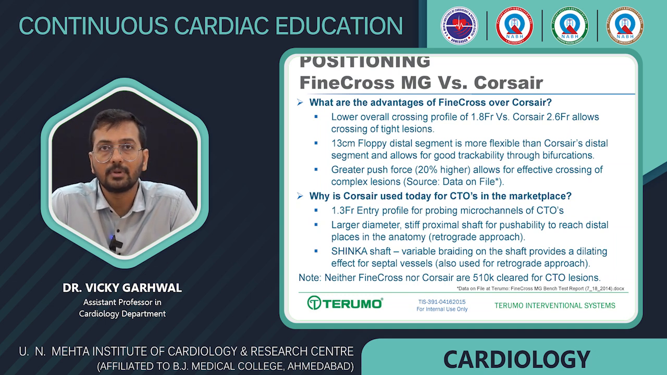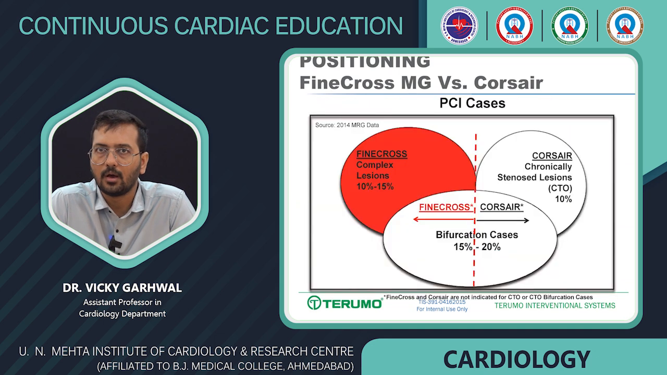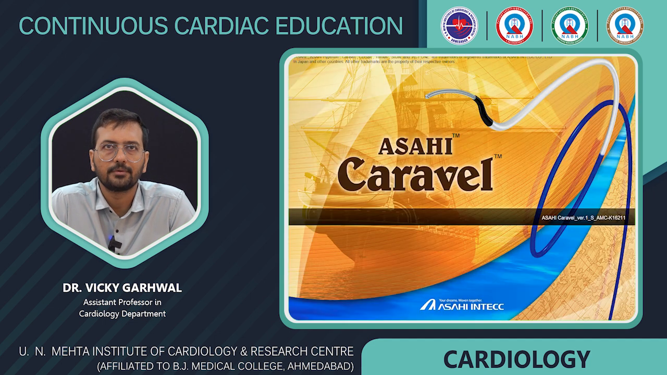But Corsair is preferable in CTO lesions as it has a 1.3 French entry profile for probing micro channels of the CTOs. It has larger diameters of 2.8 and 2.6 proximally and distally respectively, so a stiff proximal segment for pushability to reach distal places in the anatomy in case of the retrograde approach. It has a Shinka shaft with variable braiding on the shaft, providing a dilating effect for the septal vessels in retrograde CTO approaching the RCA through septal branches. So for complex lesions, FineCross is a better choice. For CTO lesions, Corsair is a better choice. For bifurcation lesions, we can use both microcatheters.